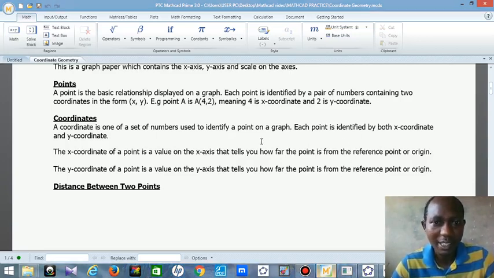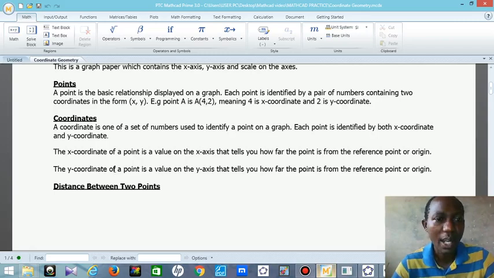So when you have your Cartesian plane on the graph, you are set to plot now, then you start with the first coordinate of the first point. So for example, point A, where the first coordinate is 4, you go to the x-axis, then you look for 4 on the x-axis. That's why I say it's a value on the x-axis that tells you how far the point is from the reference point. So you start from the reference point, you move and look for 4 on the x-axis.